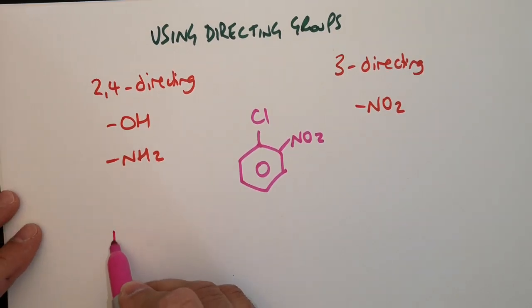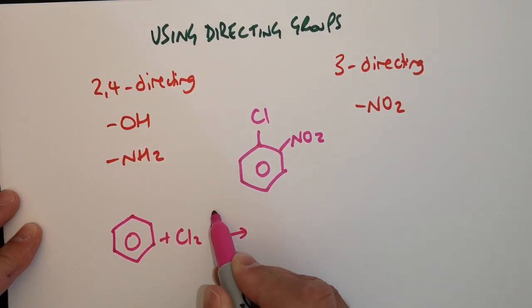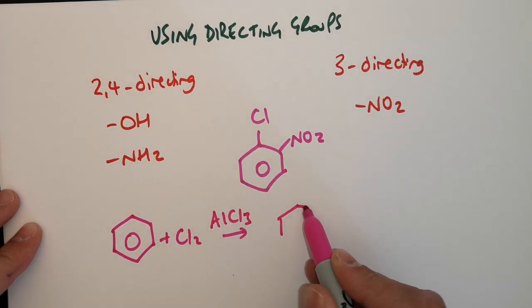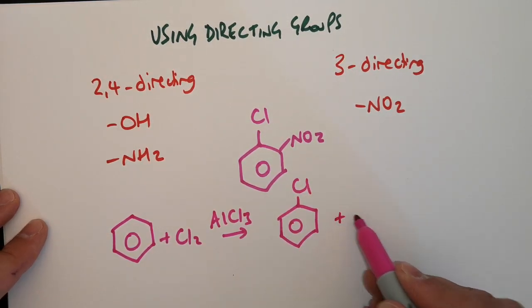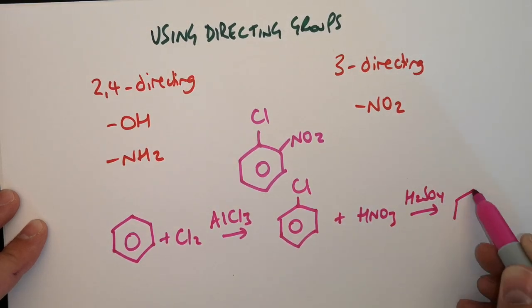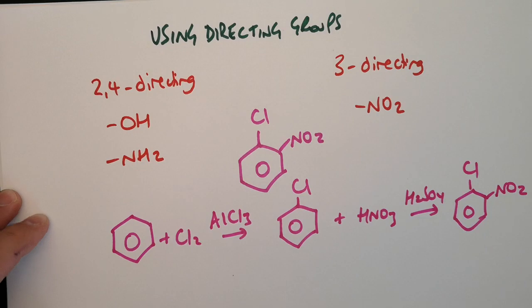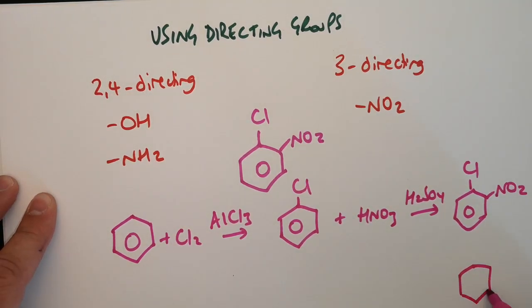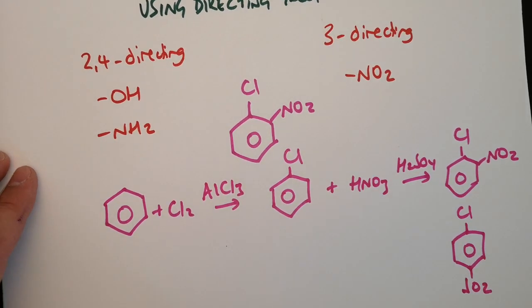So your full synthetic scheme would be from your benzene plus some chlorine with the aid of a halogen carrier to produce chlorobenzene. And then the chlorobenzene plus nitric acid with a sulfuric acid catalyst to produce 2-nitrochlorobenzene. There would also be, I have to say, a second product here, which would be 4-nitrochlorobenzene, because it's a 2,4 director, so you would get both products, and you'd have to separate them somehow after that.